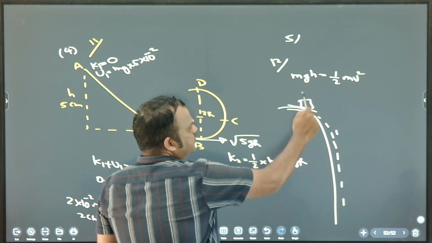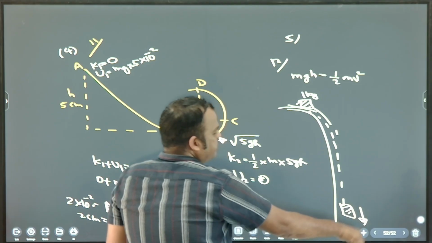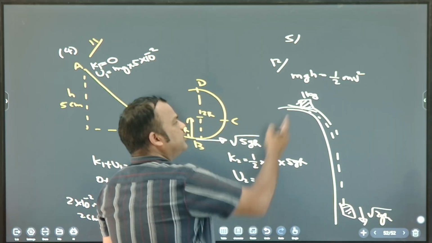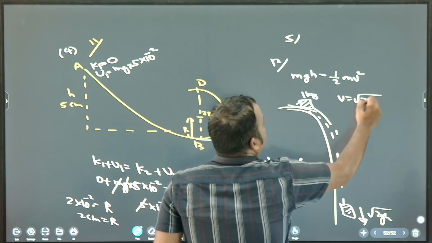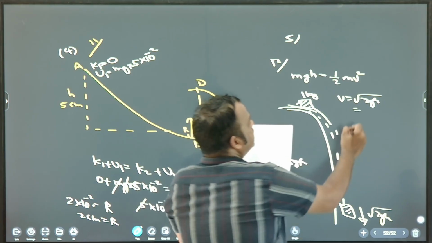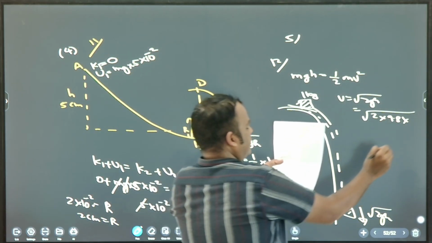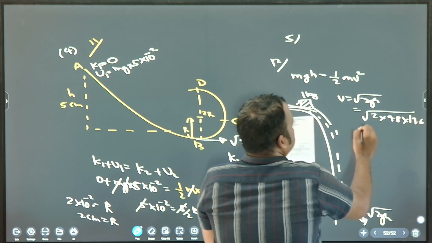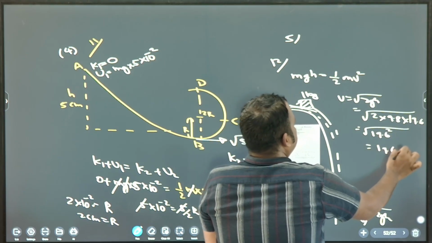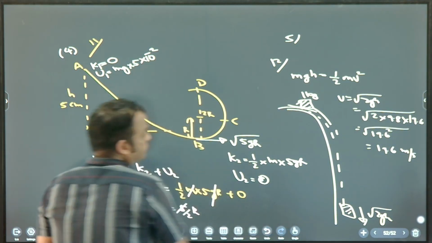Suppose you take 1 kg of water. It is falling here. So what is speed? Root 2gh. Okay, use it. So square root 2 into 9.8 into h. H is 19.6. So this is also 19.6. So 19.6 is square. So your answer is 19.6. Note down. Next, 13.